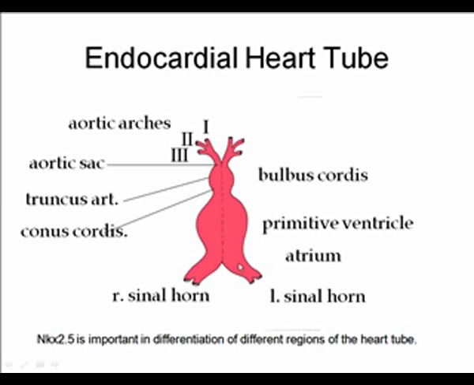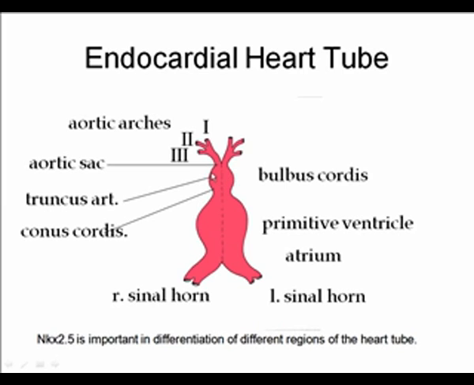Now, if we look at that heart tube, we can begin to identify via some bulges several different regions. As I said earlier, NKX2.5 is important for this differential development of different regions of the heart tube. If we look at the inflow region, which is developing caudally, we have two sinus horns. Here we see now the atria have fused, the primitive ventricle is fused, and we have a bulbus cordis region.